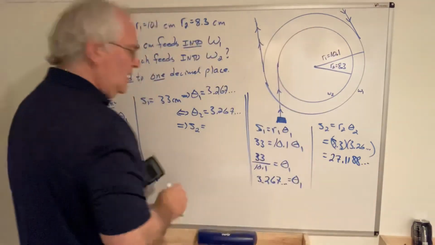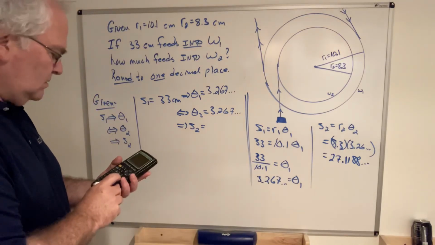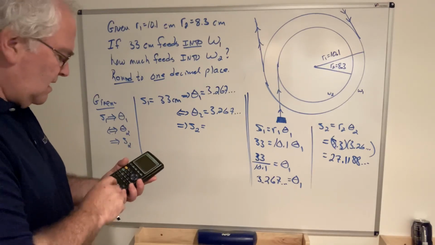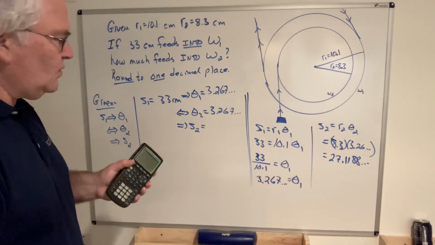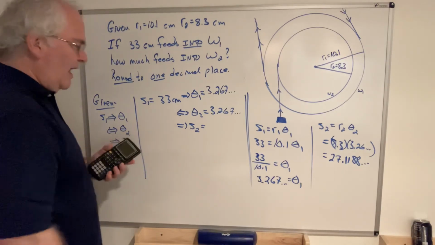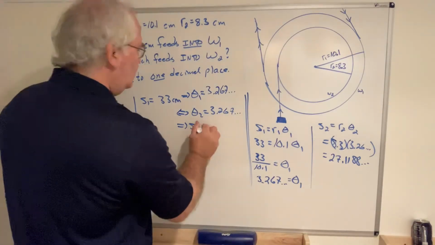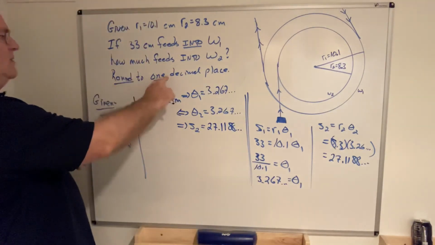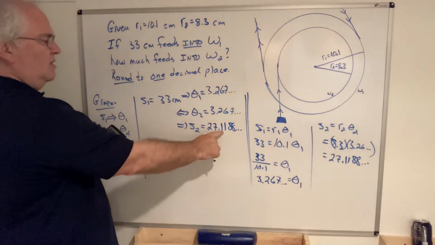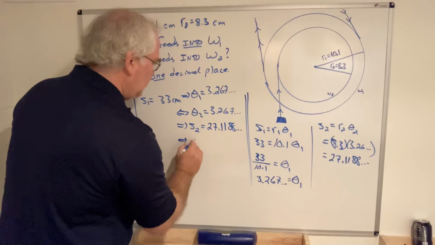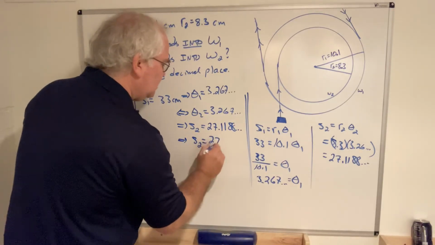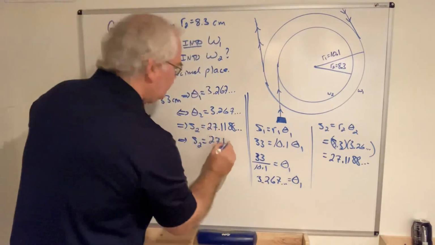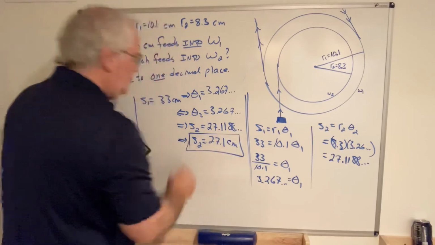And so on. Let me double check that just to be sure. I'm going to take that times 8.3. I'm going to double check my computation. 27.1188. That's good. And we want to round to one decimal place. So this 1 means this stays the same. So we will use S2 equal to 27.1. And again, just to keep the physics people happy, the units are centimeters. And there we have it.